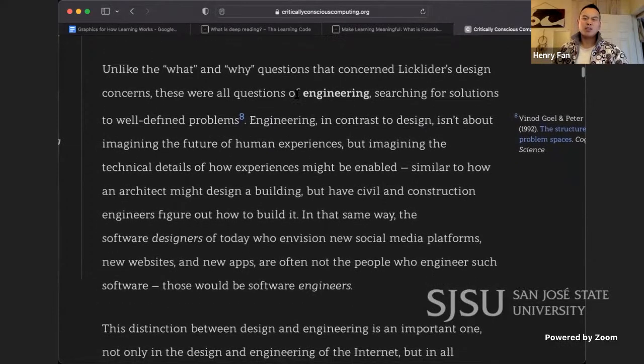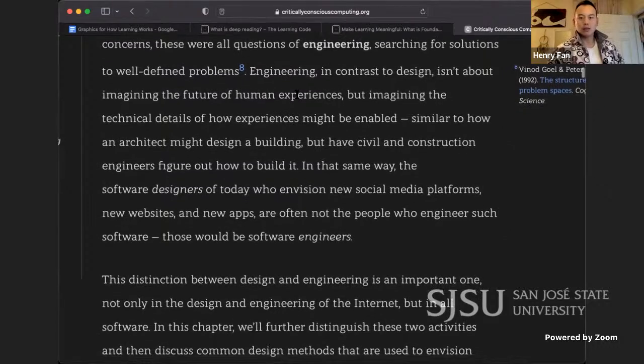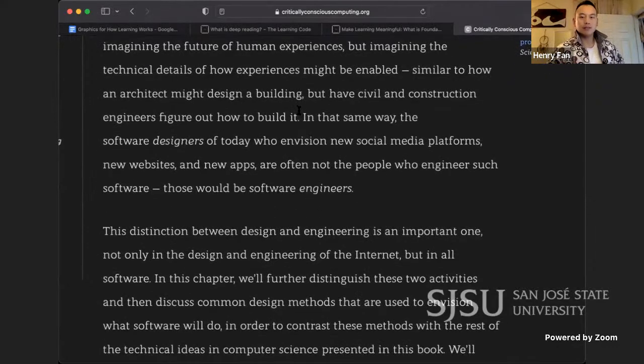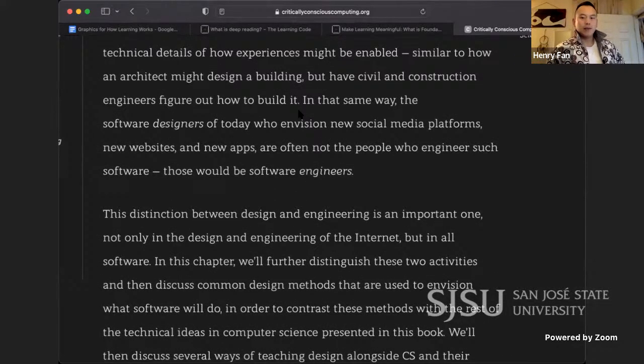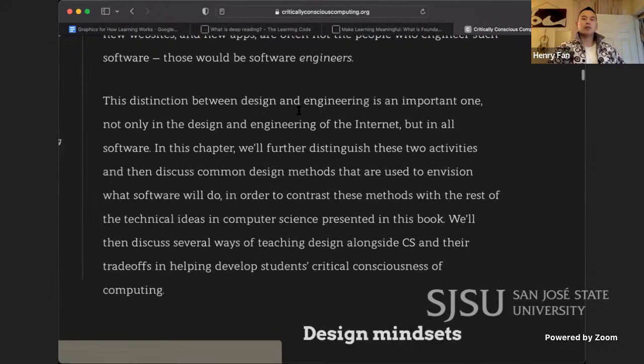Unlike the what and why questions that concern Licklider's design concerns, these were all questions of engineering, searching for solutions to well-defined problems. Engineering, in contrast to design, isn't about imagining the future of human experiences, but imagining the technical details of how experiences might be enabled. Similar to how an architect might design a building, but have civil and construction engineers figure out how to build it. In the same way, the software developers of today who envision new social media platforms, new websites, apps, are often not people who engineer such software. Those would be software engineers.